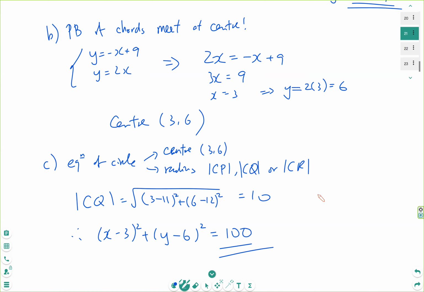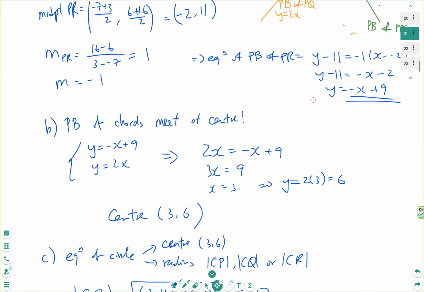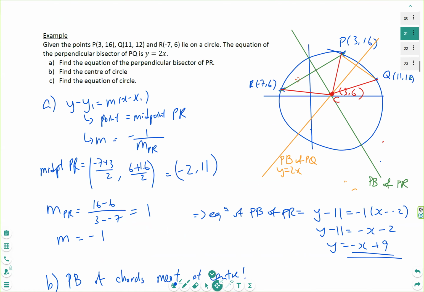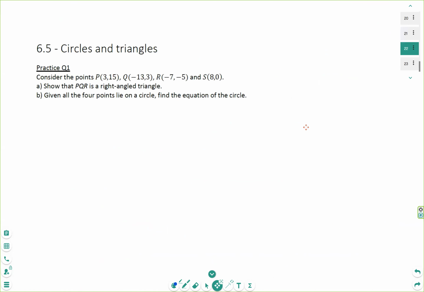Okay, and that's it. There are no triangles in here; it's all about problem solving in circles and straight lines. The best thing to do is, if they give you some points and the circle is not given, try to draw one yourself to visualize what's happening. All right, so practice question 1. Pause the video, have a go at the question. When you're ready for the answer, you can press play.